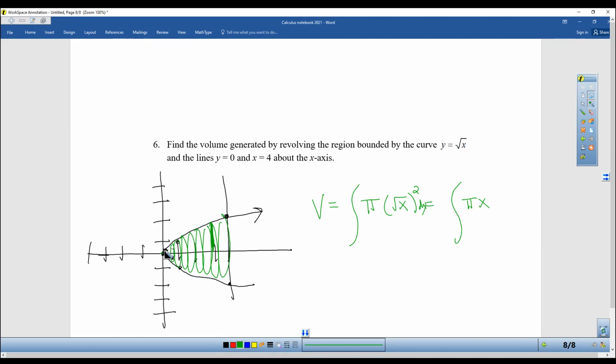In my limits of integration, I'm going to start my slicer at 0, and I'm going to keep slicing until I get to 4. So from 0 to 4 of pi x dx is equal to pi x squared over 2 from 0 to 4. 4 squared is 16, over 2 is going to be 8 pi.